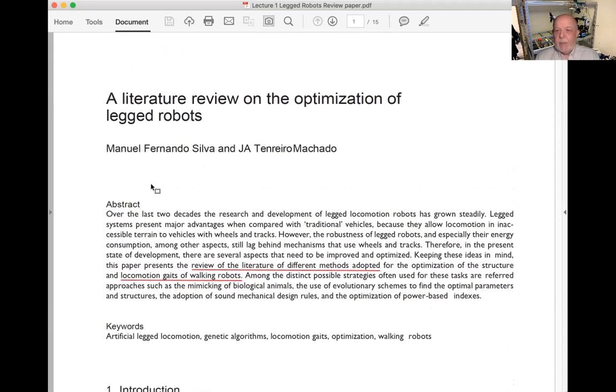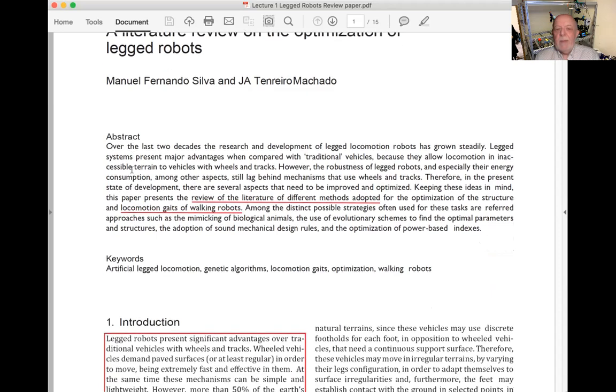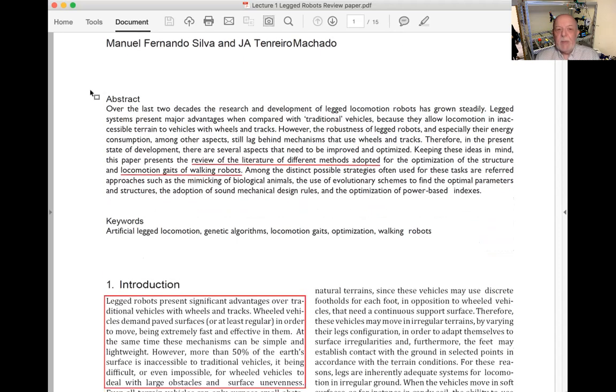As most of you, I'm sure, already know, the structure of the paper starts off with an abstract, which gives you a very fast overview of what you're doing. There's a bit of background at the start, and we'll talk about abstracts in a couple of lectures' time.